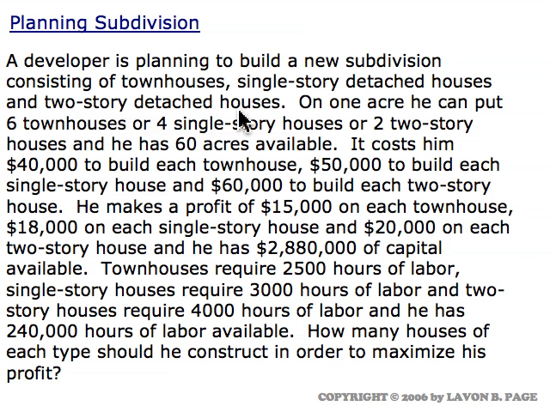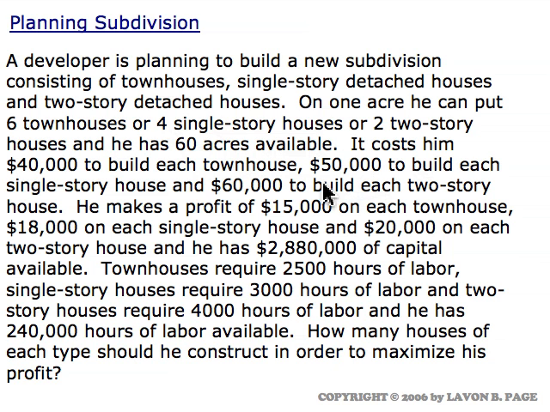This problem requires a very close reading. In particular, this sentence right here tends to throw students. On 1 acre, he can put 6 townhouses or 4 single-story houses or 2 two-story houses, and he has 60 acres available. So there's a constraint on how many houses can be built based on the limited amount of land. But many students, when they try to write down that land constraint, do it wrong. So I want to put you on notice to be careful about that.